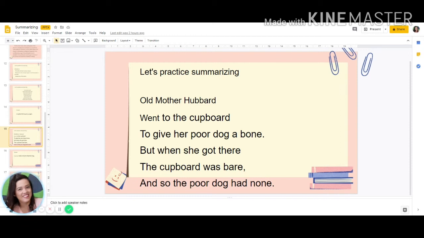Old Mother Hubbard went to the cupboard to give her poor dog a bone, but when she got there, the cupboard was bare, and so the poor dog had none.